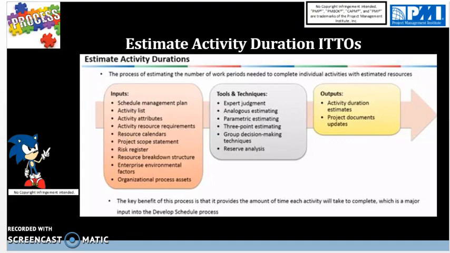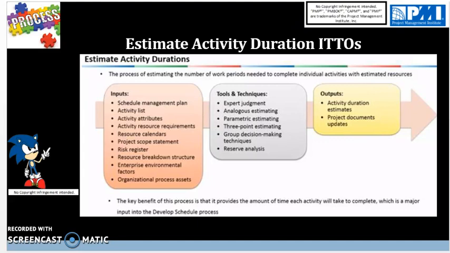First one, we have analogous estimating, which is a top-down estimation technique used when you don't have enough information to begin with, and it's basically estimating duration or cost of an activity or project using historical data or parameters from similar projects that have similar duration, budget, size, weight, and complexity.